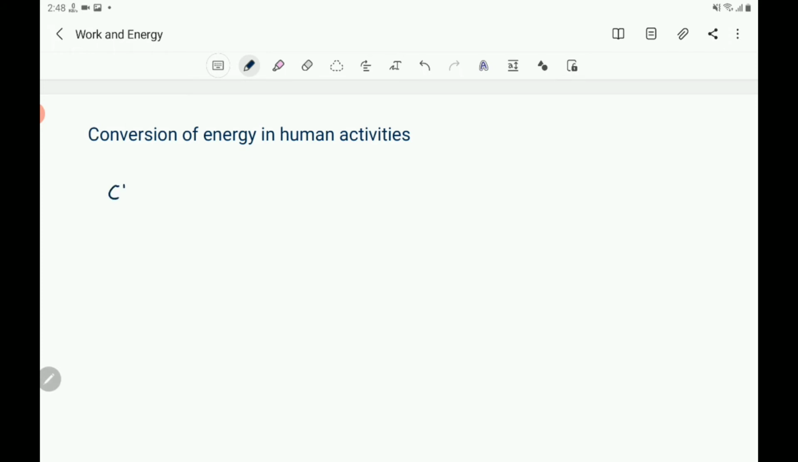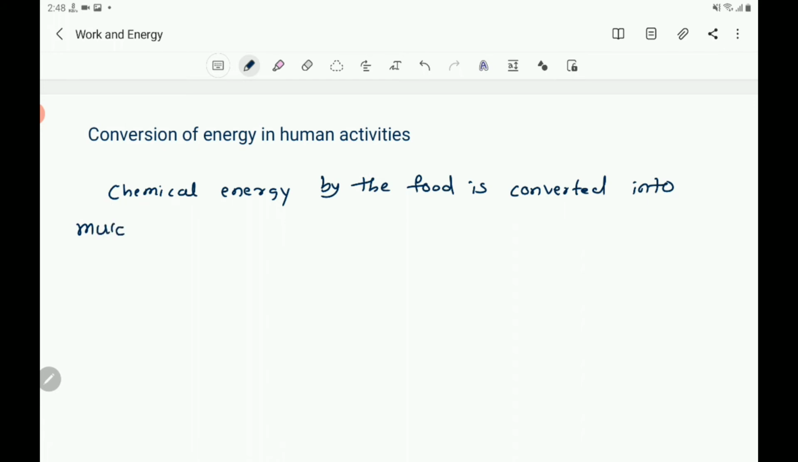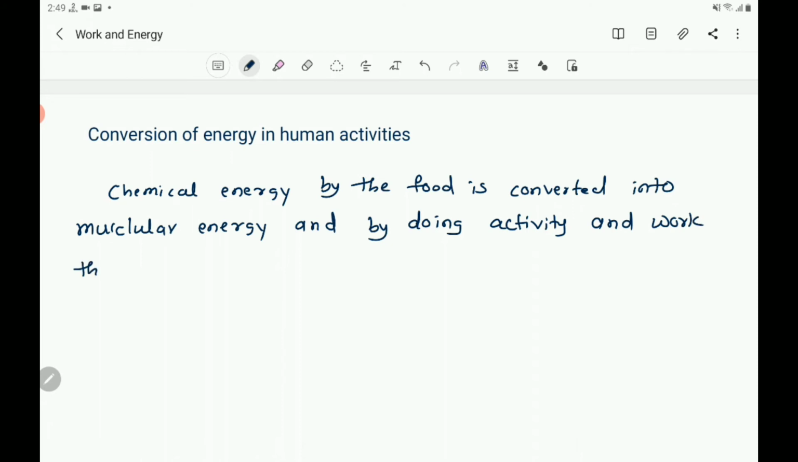So, chemical energy by the food is converted into muscular energy, and by doing some activity and work, that energy is converted into mechanical energy.